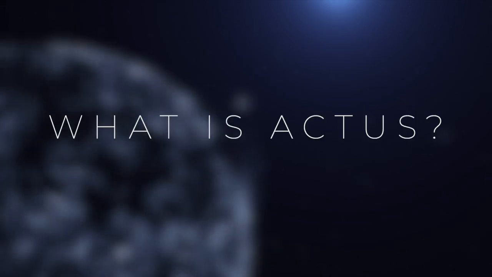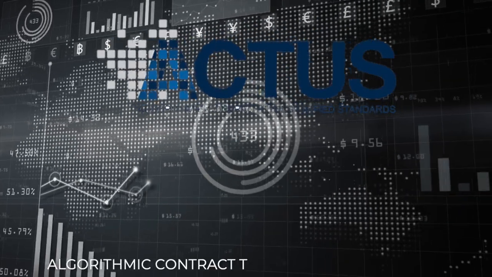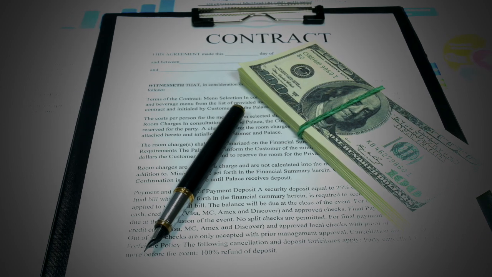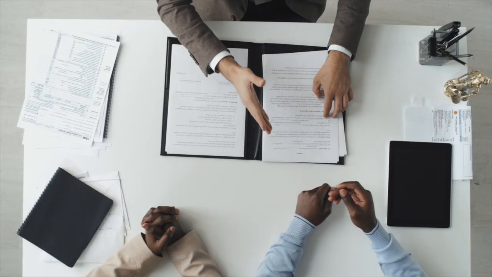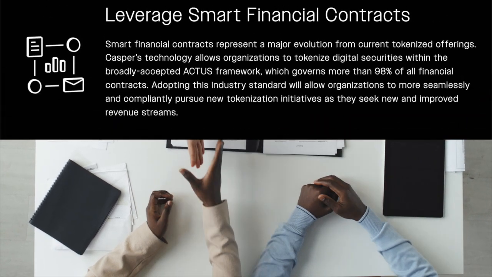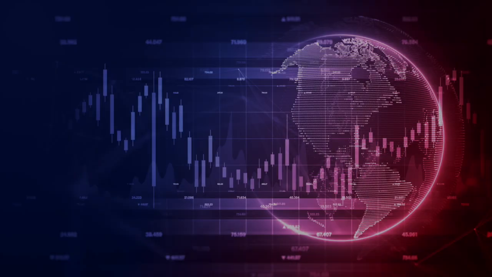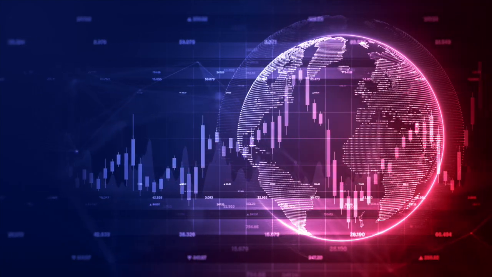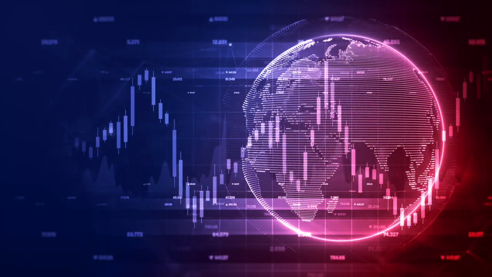But what exactly is ACTUS? So ACTUS stands for Algorithmic Contract Types Unified Standards. In simpler terms, they work on standardizing financial data, specifically in financial contracts. In fact, 98% of all financial contracts are actually already under this standard, which is pretty significant to say the least. So it's pretty clear that ACTUS is already quite an established name in the industry, both for legacy and the future of finance we're soon to witness.